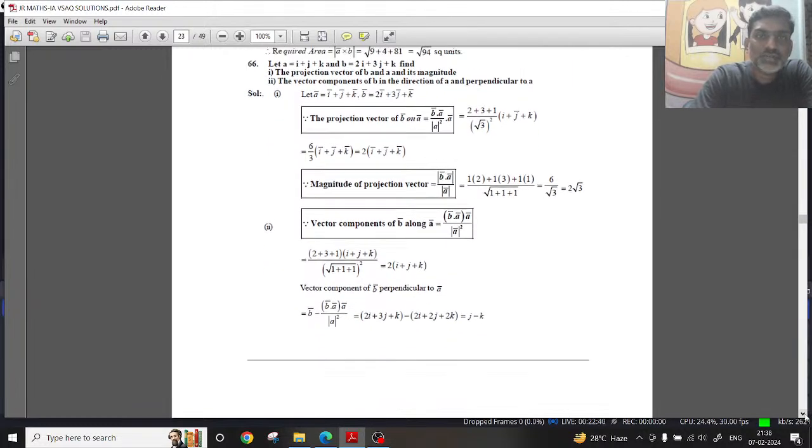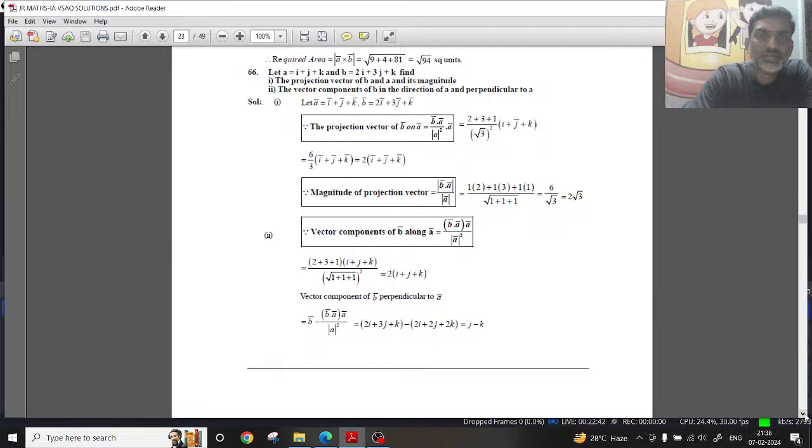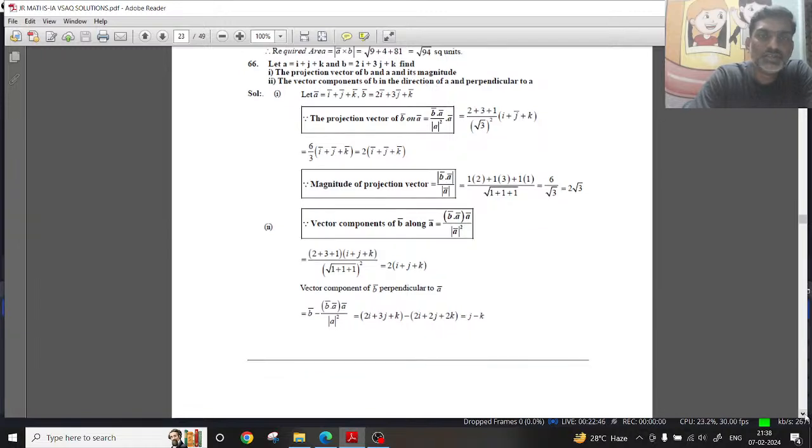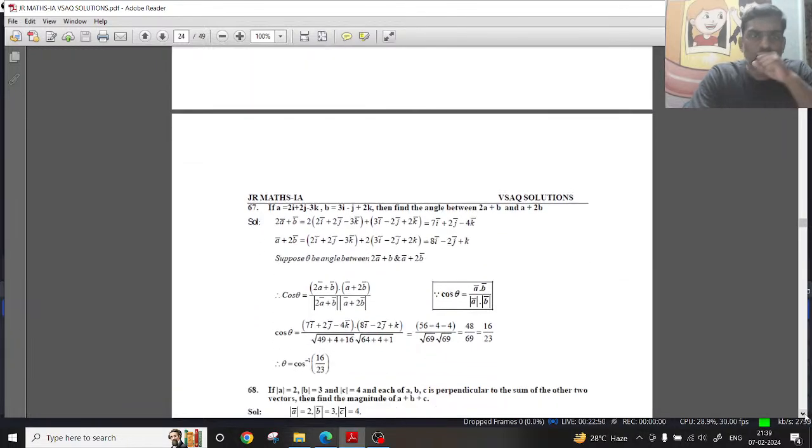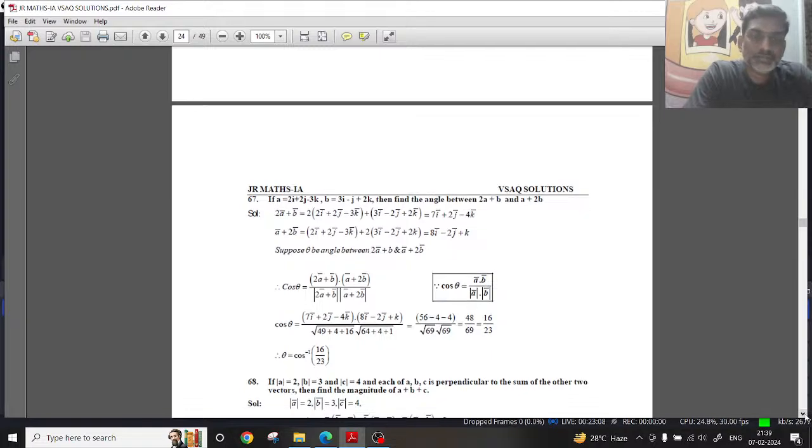Next, projections are also important, sir. Projections, length of the projections, both are important. Learn both the formulas and the related questions. Question number 67. A equals 2i plus 2j minus 3k, B equals 3i minus j plus 2k. Then find the angle between 2a plus b and a plus 2b. First find 2a plus b and a plus 2b, then apply the cos theta formula.